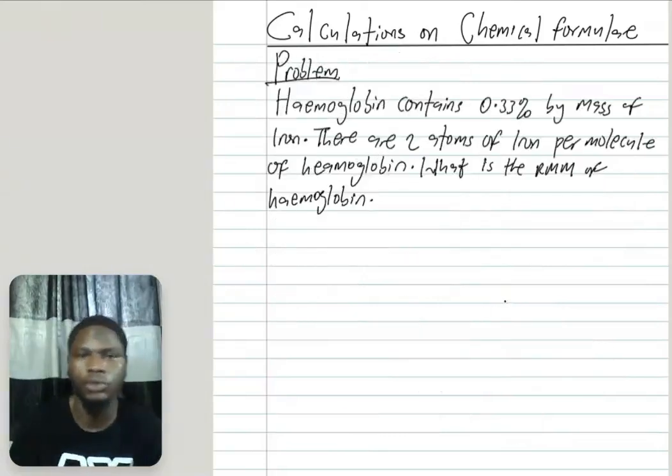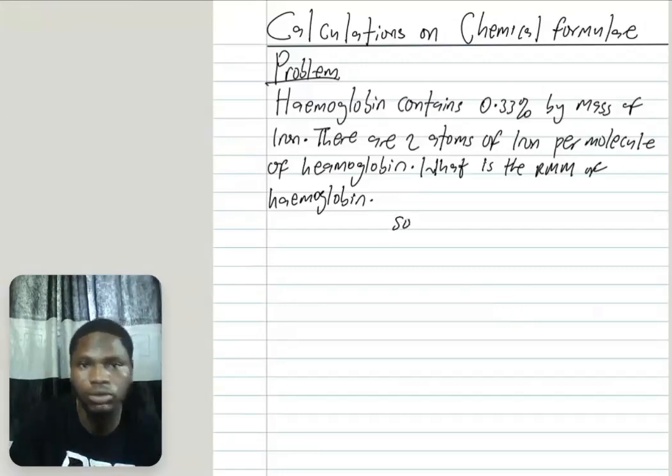Okay, so let's solve this question. They said hemoglobin contains 0.33% by mass of iron. There are 2 atoms of iron per molecule of hemoglobin. So what is the relative molecular mass of hemoglobin? So solution. So this is what we are going to do.